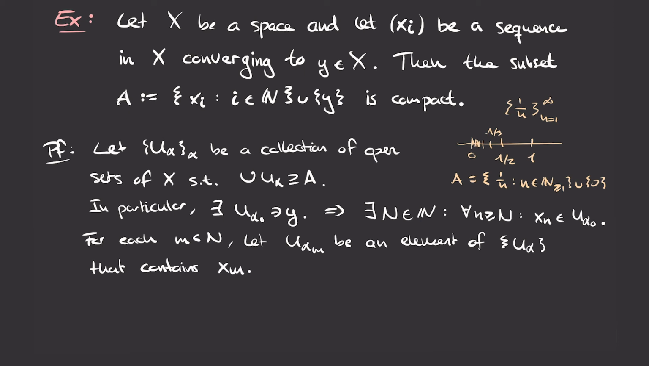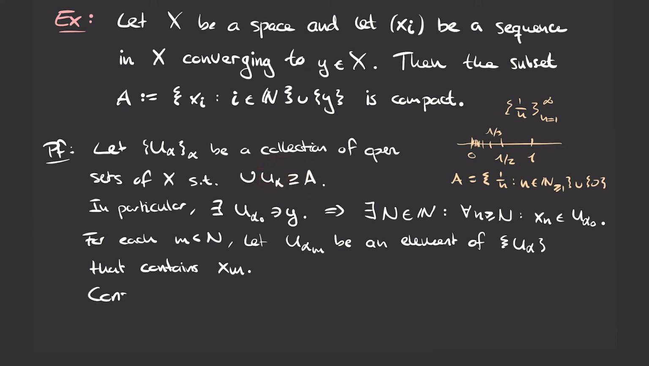So here I'm just saying that for every m that's strictly less than this threshold capital N, we just take some open set of the collection U alpha that contains xm. And the reason there is such a U alpha m that contains such an arbitrary element of the sequence is that the union of all these U alpha contains A, so every element xm of the sequence lies in A, so it must lie in some element of this collection.